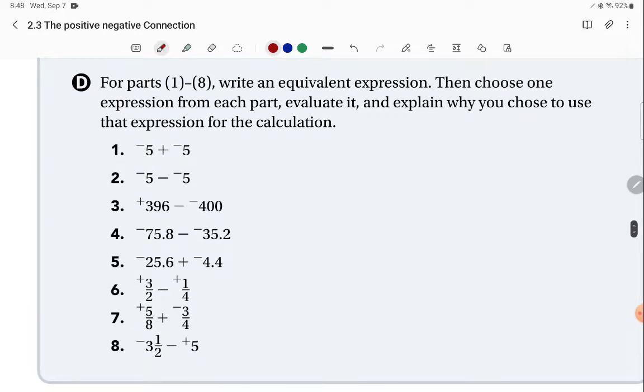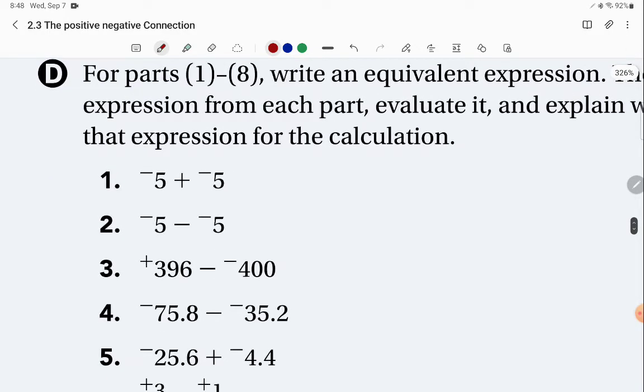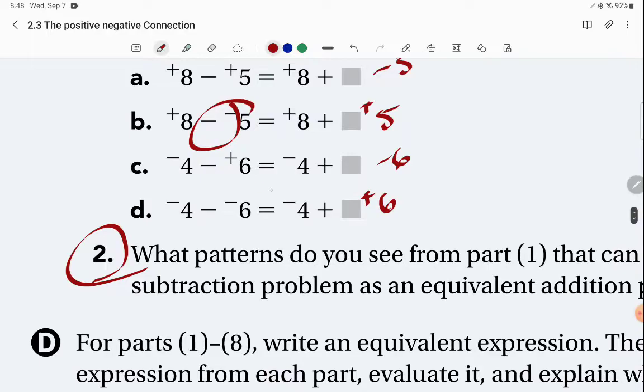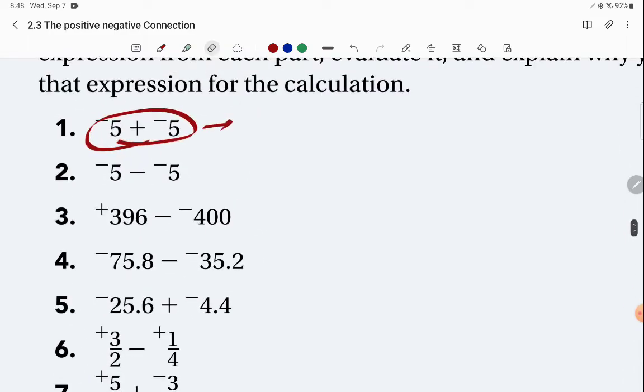If we take a look at D, it's very similar, but for this one, what they want you to do is, like on number 1, they want you to write an equivalent expression. So we're going to rewrite this in your notes. Just like all of these, you should be rewriting all of this in your notes. You want your notes to be useful and helpful for when you go and study for quizzes and tests. So we're rewriting that, then we're going to rewrite it in a different way.